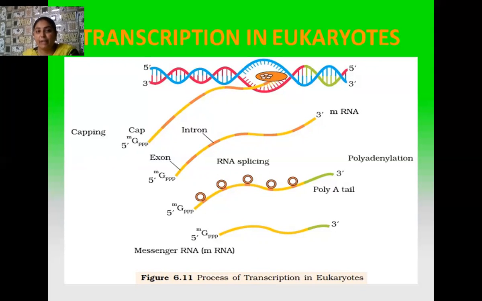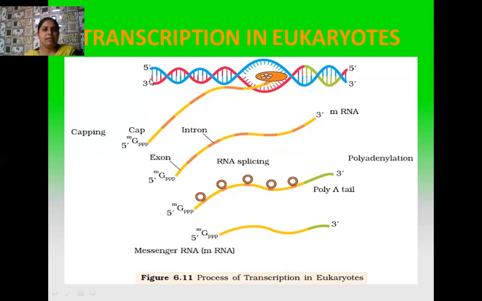And the process of translation, I want to say, later happens in the ribosomes with the help of ribosomal RNA, which here acts as the structural unit. All right, students, so I want to discuss the step of transcription in eukaryotes here.